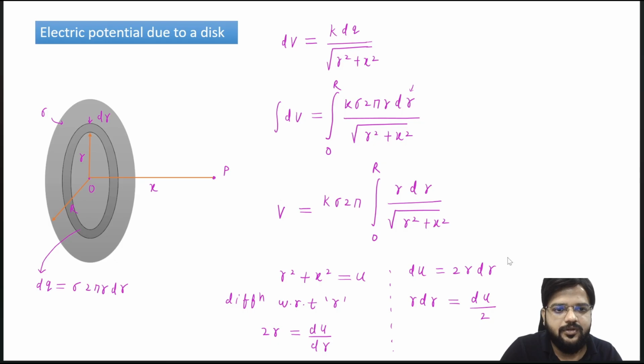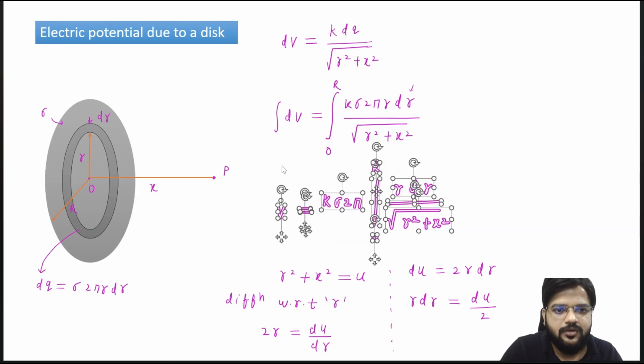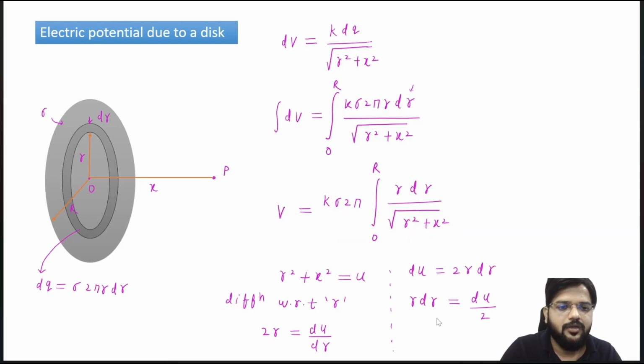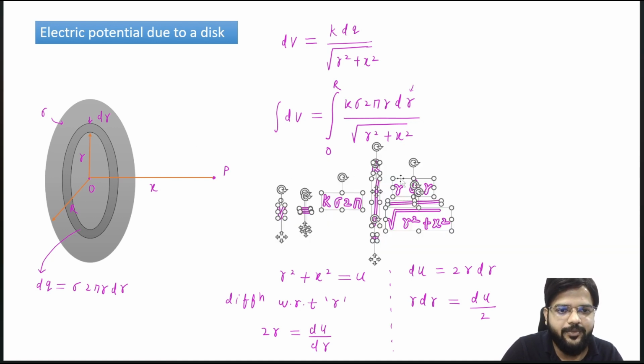Now the next thing: we will do one more thing, everyone, because now we are replacing small r in the form of u, so the limits also we have to change according to u. Correct? So we need to change these limits also. Let's see how we can change these limits.